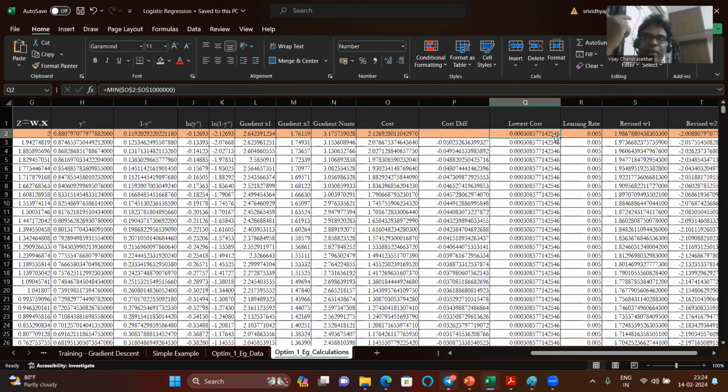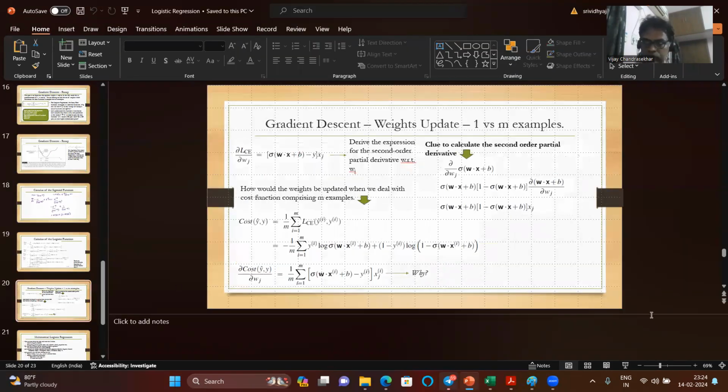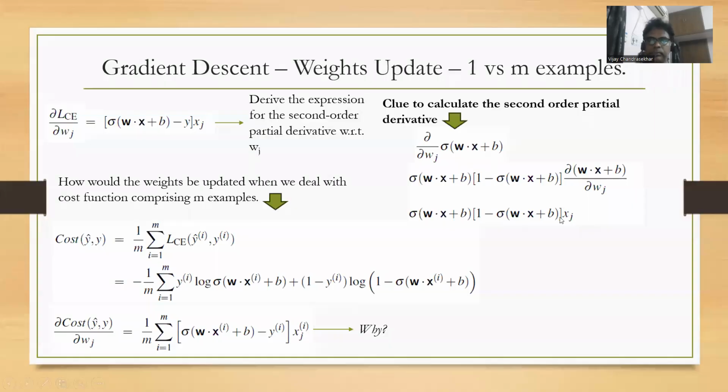Number two, I'm going to ask a related question. It goes back to this. Okay, this was the first order derivative. Can you derive the expression for the second order partial derivative with respect to Wj? Can you do that? You can, here's some clue. You can use this as a clue how to calculate the second order partial derivative with respect to Wj.